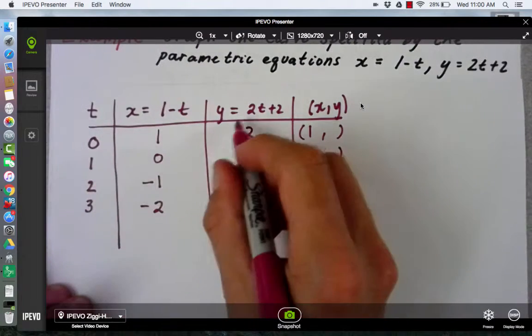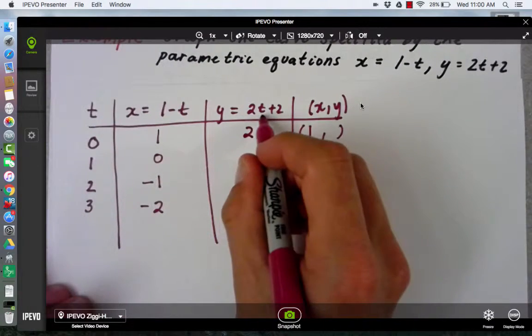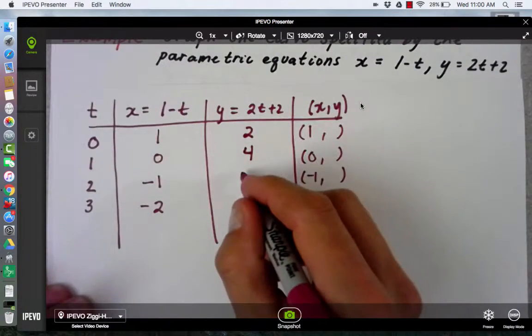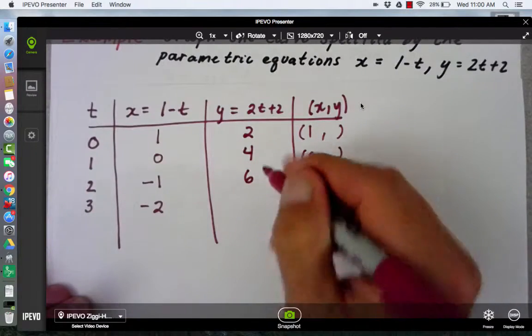and 2 times 1 plus 2, so 2 plus 2 is 4. Plug in 2 now: 2 times 2 plus 2 is 6. You can see the pattern 2, 4, 6, and this one will be 8.